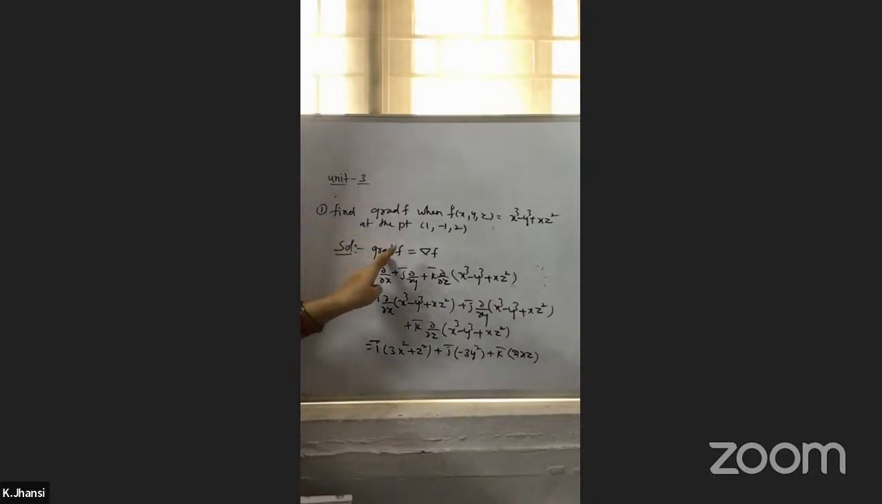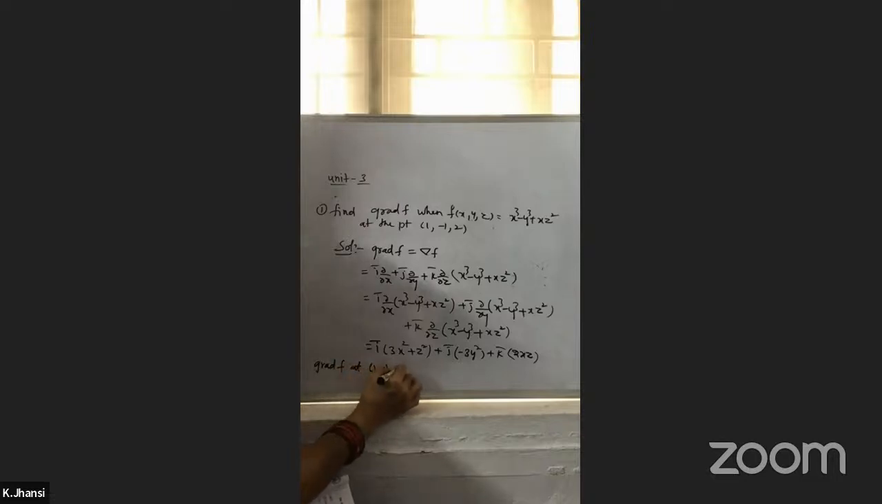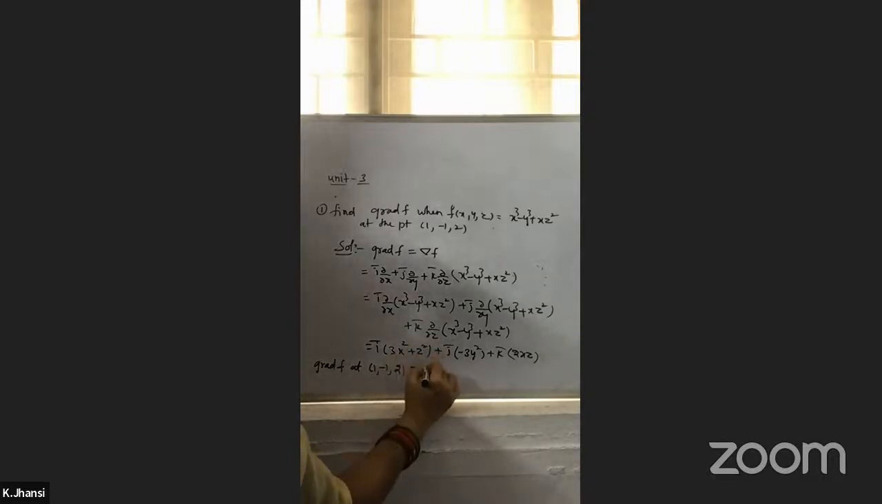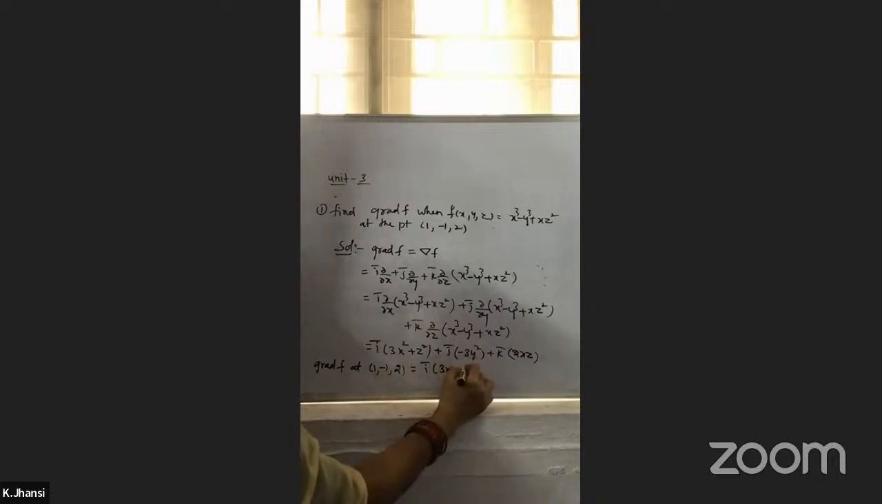Now we have to find this grad f at the point 1 comma minus 1 comma 2. Grad f at 1 comma minus 1 comma 2 is equal to, that means in place of x, y, z, you have to substitute this point 1, minus 1, 2. This is the x value, this is the y value, and this is the z value. So i into 3, the x value is here 1, 3 into 1, plus here z square, z square means 2 is there, 2 whole square.